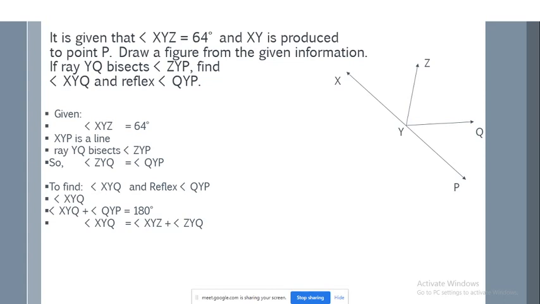Angle XYQ is the angle we need to find. This is 64 degrees and these two angles are equal. Angle XYQ plus angle QYP is 180 degrees. Why? Because they are forming a linear pair, and by the linear pair axiom we can say that.